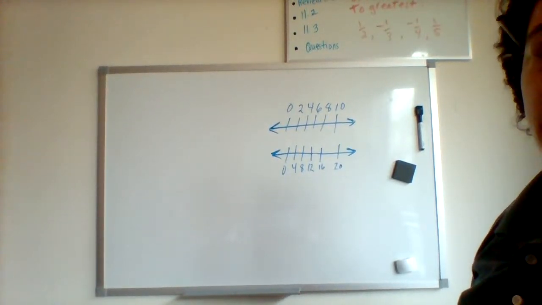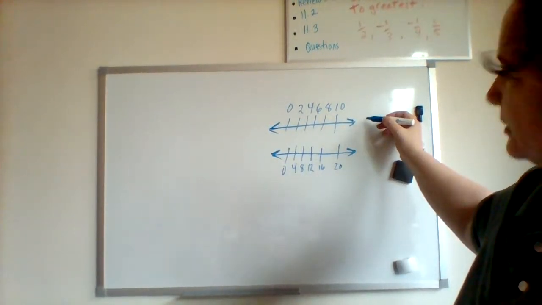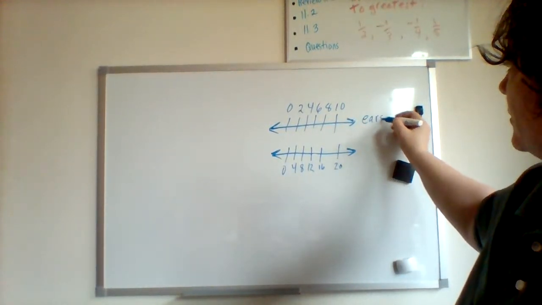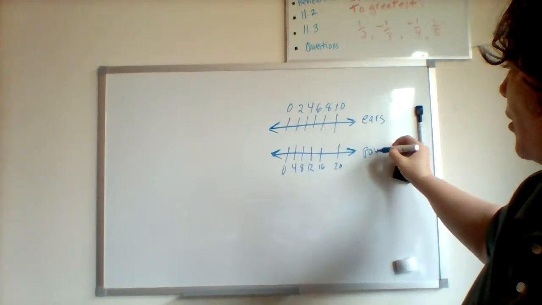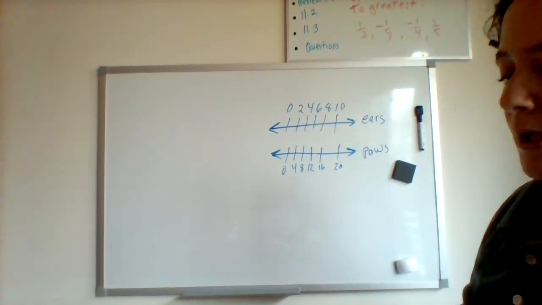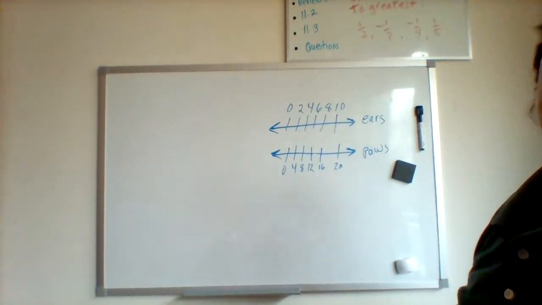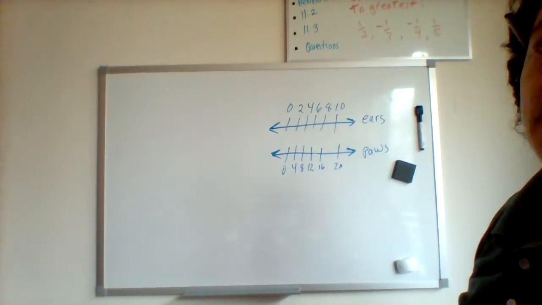Hopefully you guys tell me my labels, right? It's really important to have your labels. So I was supposed to say that this was the number of ears and that this was the number of paws. Now the owner, okay, cool. The owner, they said that the owner has 5 cats.